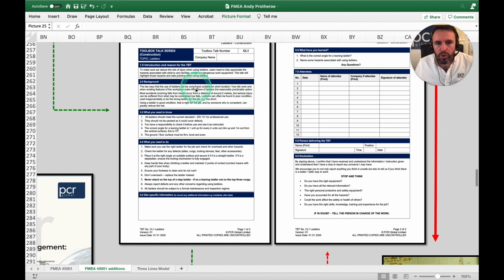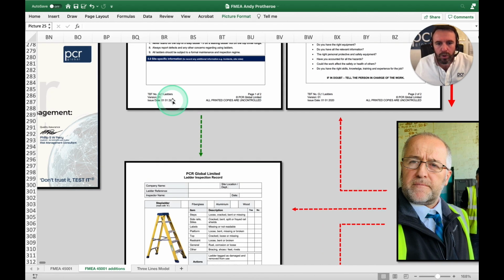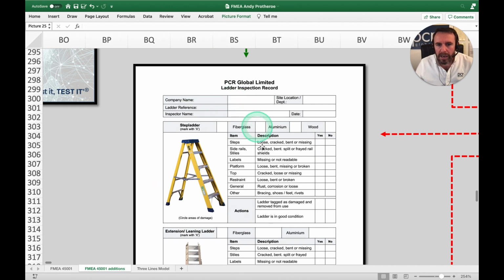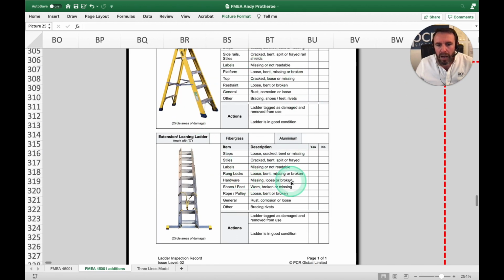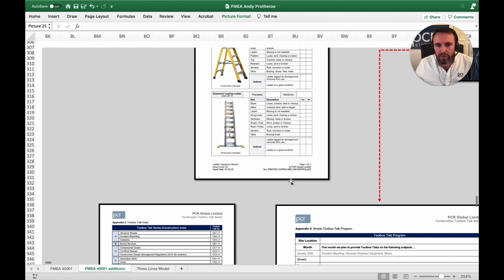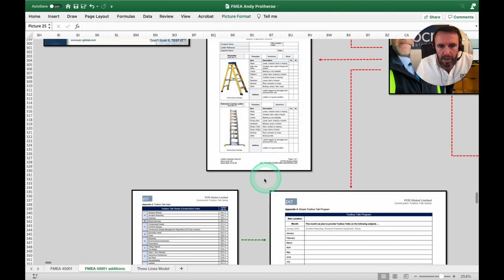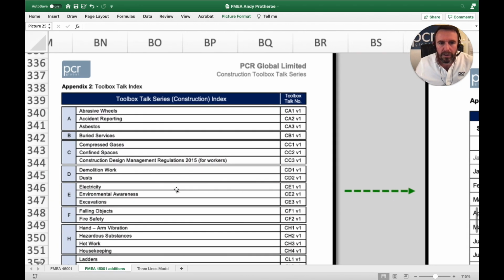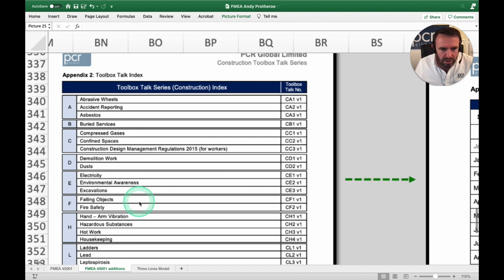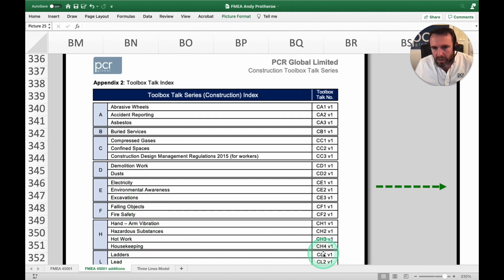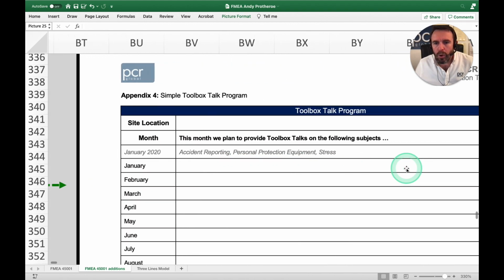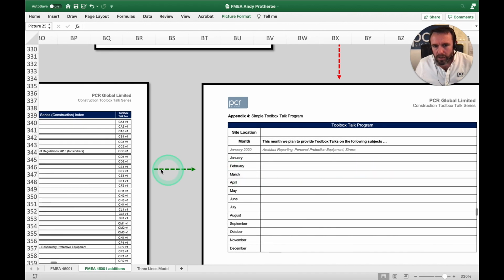Out of the toolbox talks, okay, in here we've got a toolbox talk for ladders. Out of the toolbox talk for ladders, we've got an inspection record. Within here, we're checking everything. Leading into the inspection record, or out to the inspection record, let's have a look. We have, again, a list of toolbox talks. In here, we're talking abrasive wheels, accident reporting. I know ladders is going to be in here somewhere. There's ladders, yeah, construction, L1V. So that's happening. And then we've got the toolbox talk program. We're going to cover everything.